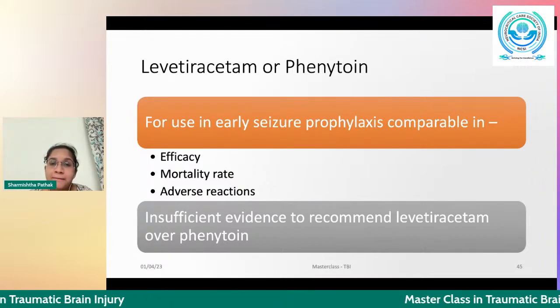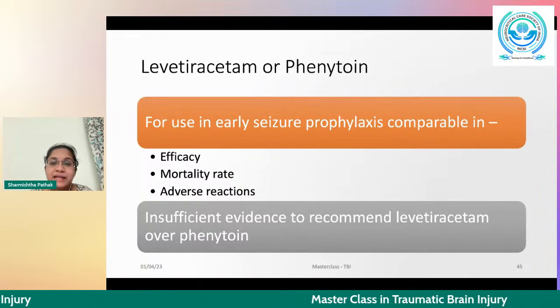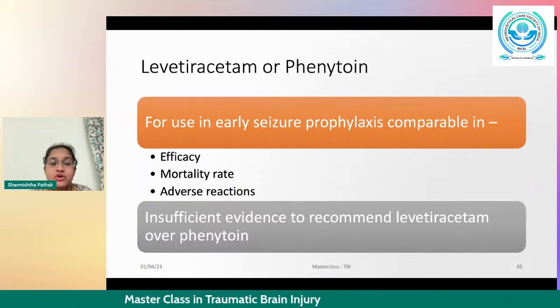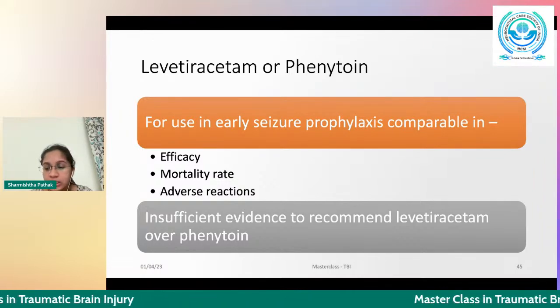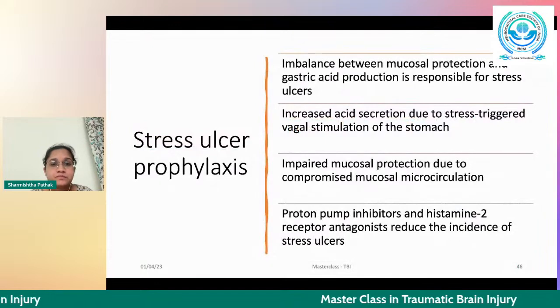Both of them are comparable in efficacy, mortality rate, and adverse reactions, but there is insufficient evidence to recommend levetiracetam over the other, that is, phenytoin.